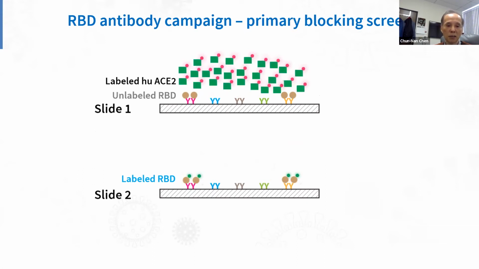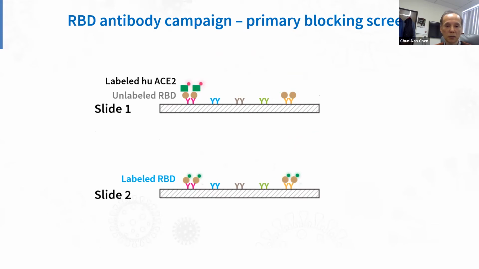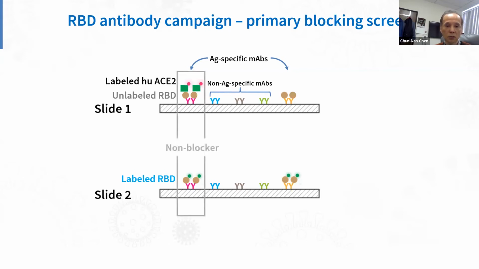And then you come on and use the labeled human ACE2 protein. And then some of them will bind to it. And you can see that the one that binds to the RBD obviously is the antigen specific antibody. And then the middle one are the non-antigen specific ones. And you could see that this will be the non-blocker, because it allows the binding of the ACE2 even upon binding of the antibody to the RBD. And the other side is the blocker, because once it binds to the RBD, it doesn't allow binding of the ACE2. So this is part of a blocking assay setup here.